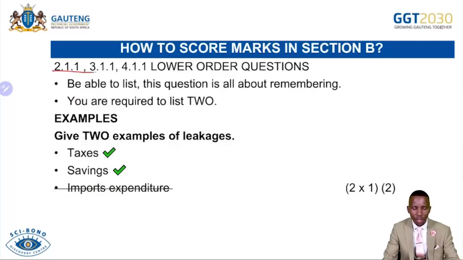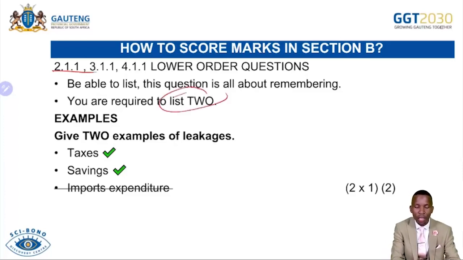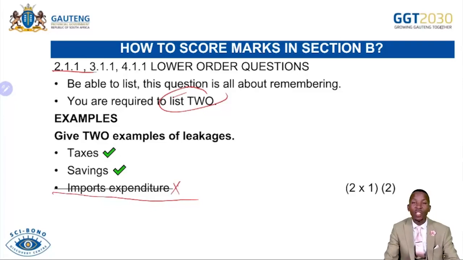Be able to list. This question is all about remembering, because it simply says mention. You are required to list 2. Be very careful of this. You list 2. So this is the question: give 2 examples of leakages. We say taxes and savings, and then we have provided 3 of them. That means we are not going to mark this one. We only mark the first 2.